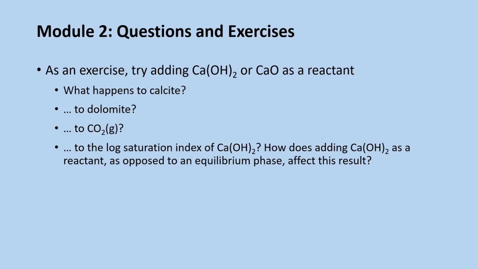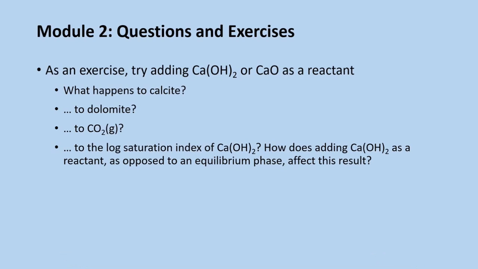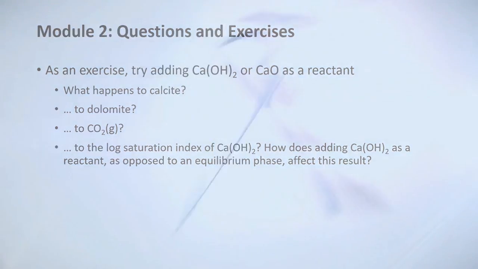So here's an exercise to try with the simple model we've put together so far. You could try adding lime or calcium oxide as a reactant. How does calcite respond as an equilibrium phase? How does dolomite? How does CO2 gas? Do all the results you see make sense? Also, what happens to the log saturation index of calcium hydroxide, which is otherwise known as portlandite? How does adding portlandite as a reactant, as opposed to an equilibrium phase, affect this result?